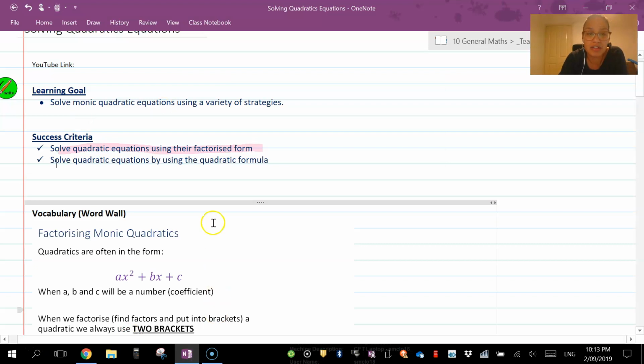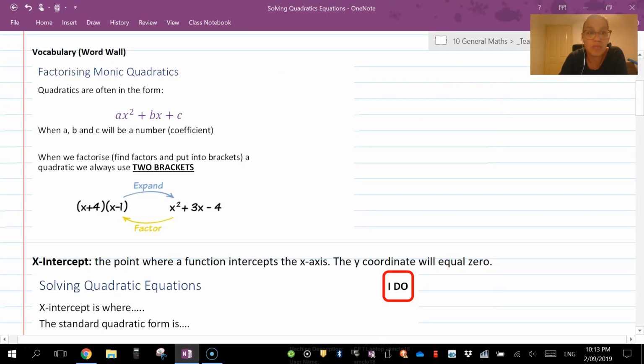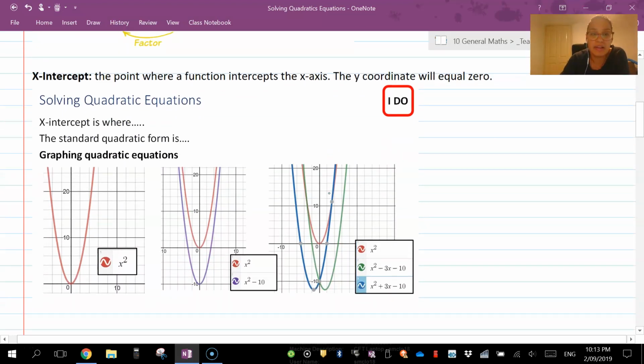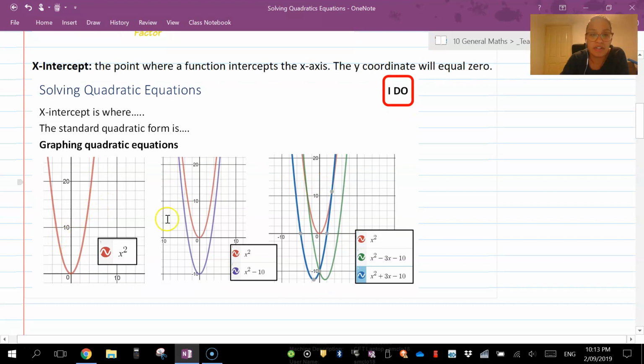All right, so just to recap here, we're taking our monic quadratics, which just means that the a in this case is a 1, and we're turning them into these factorized forms. And so we're going to take that and use that to find our x-intercepts. That's when y equals 0. So the x-intercept is for different quadratics.